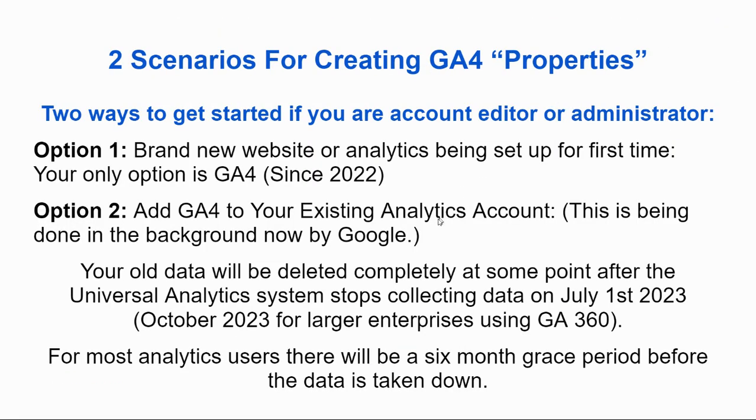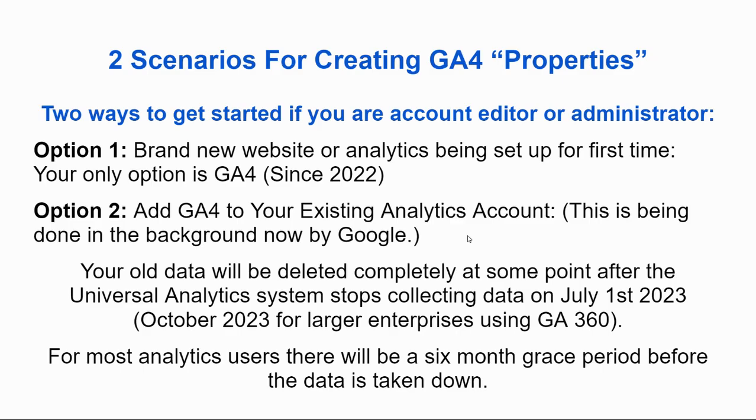There are two scenarios you might run into. If you're setting up a brand new website, or you've finally got around to sticking analytics onto your site because you've suddenly realized that data might just be important to your website, then GA4 is what you get. You've got no other option, and it's been doing that for about a year now, I would say. The other option is if you already had Google Analytics, you'll probably find Google has already stuck a GA4 property into your account alongside Universal Analytics.